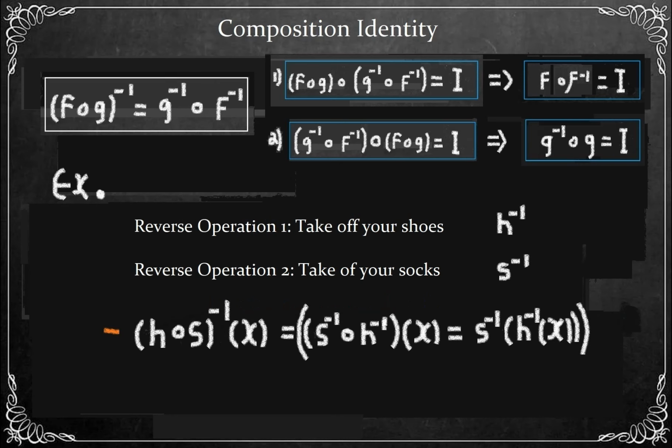To reverse the process, we can't take our socks off first. Reverse operation 1, take off our shoes using h inverse. Next, reverse operation 2, take off our socks using s inverse. To reflect what we just said, the orange bullet: consequently, the inverse of h of s of x is written as s inverse of h inverse of x.